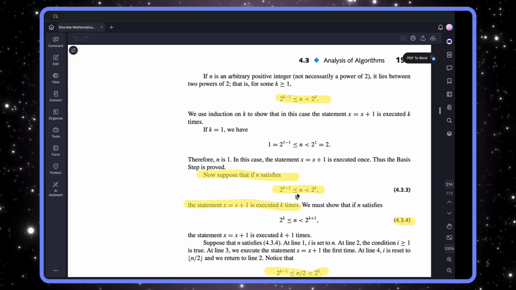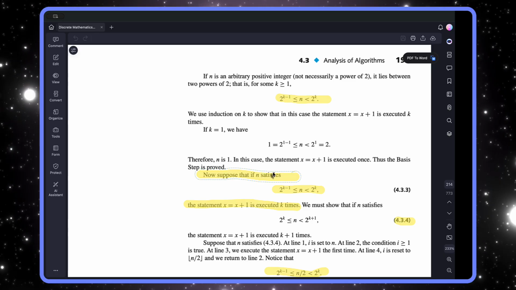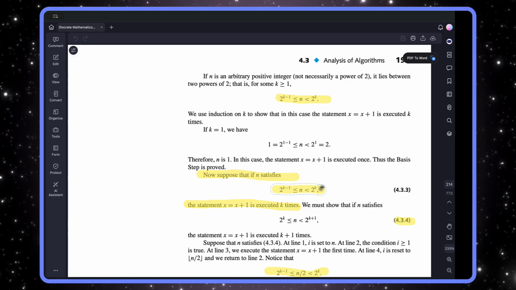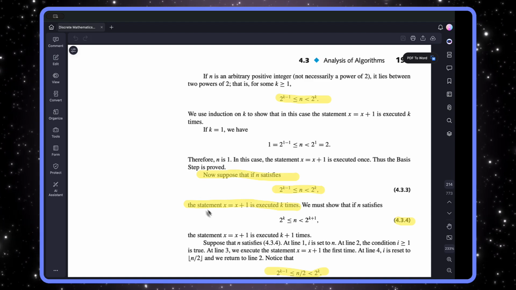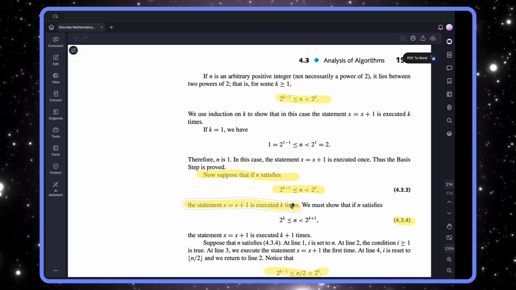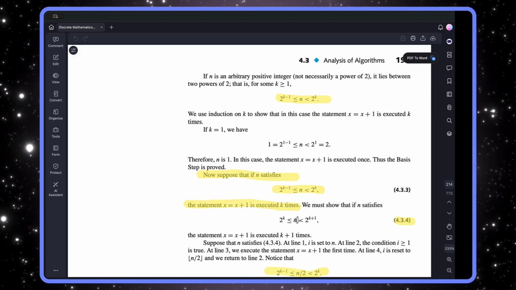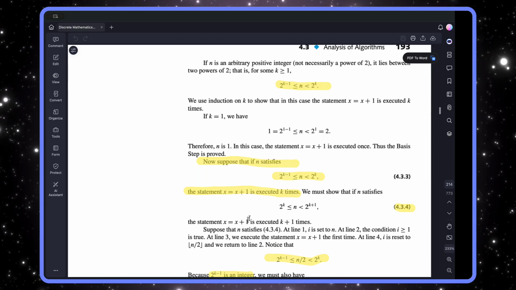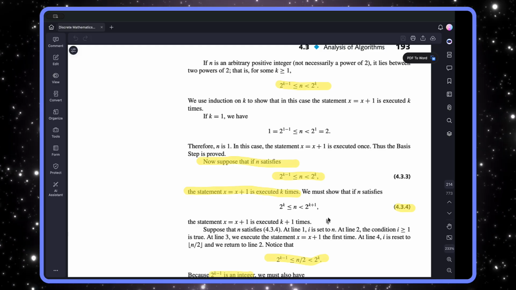Okay. Now, to do induction, suppose that k is greater than 1, and that if n satisfies this, the statement x equals x plus 1 is executed k times, right? We want to show that. So we must show that if n satisfies this, the statement x equals x plus 1 is executed k plus 1 times. Okay, how do we do that?